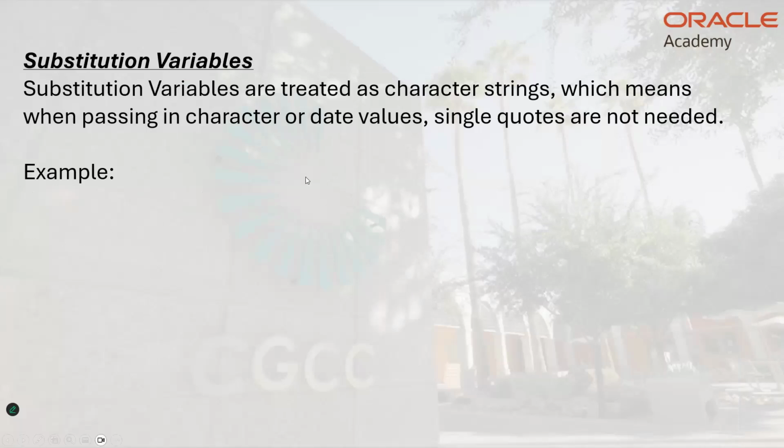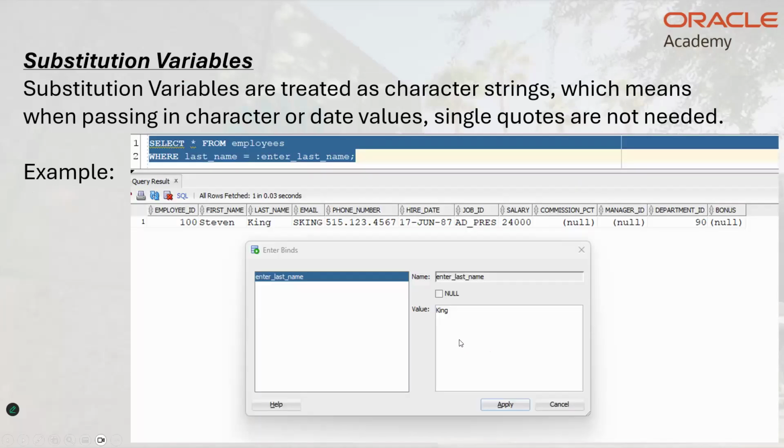Substitution variables are treated as strings, which means when passing a character or date, single quotes are not needed. So basically, this is saying that you don't have to include the single quotes in the prompt value. So here we just enter in King with the select star from employees where last name, enter last name, and we get all of the information about King. King, whoops, and apply, voila.